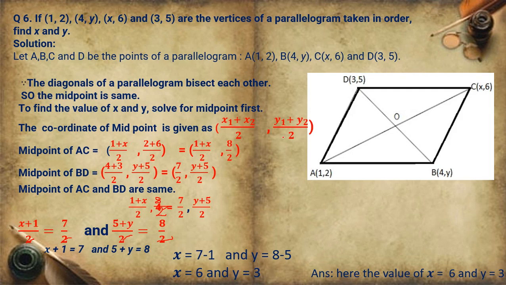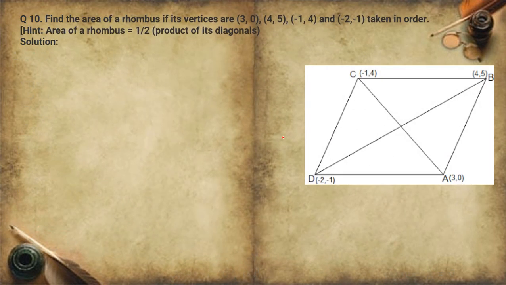Now let us consider one more problem of this exercise, question number 10. Find the area of rhombus if its vertices are given: 3, 0; 4, 5; minus 1, 4; and minus 2, minus 1. And also we have to take them in the same order, that means 3, 0 is the coordinate of A, 4, 5 is the coordinate of point B, minus 1, 4 is the coordinate of point C, minus 2, minus 1 is the coordinate of point D. So this is the rhombus and coordinates are shown here. We have to find out the area of this rhombus.